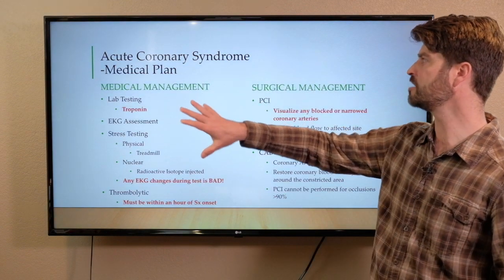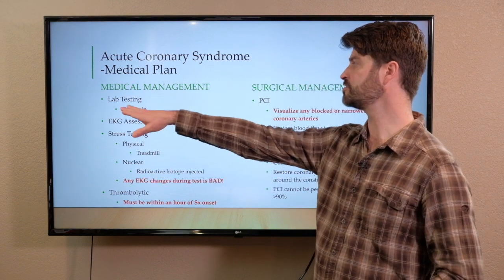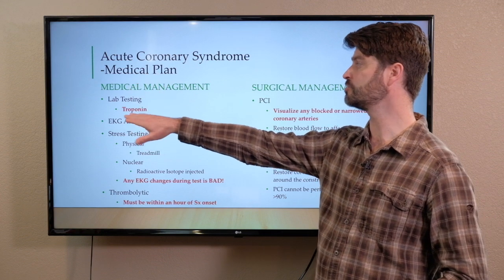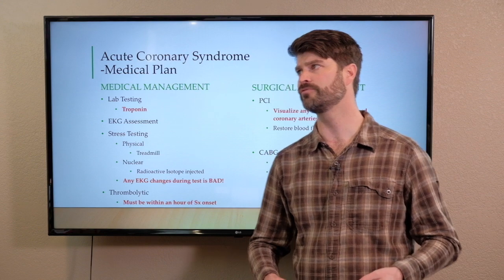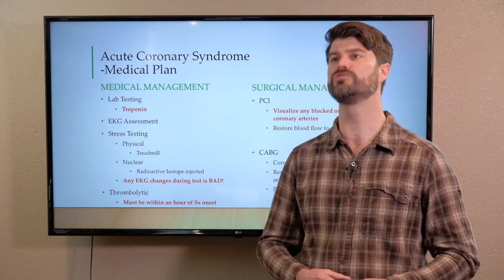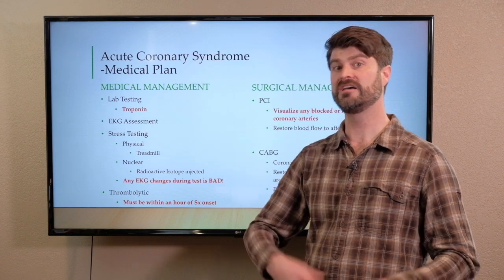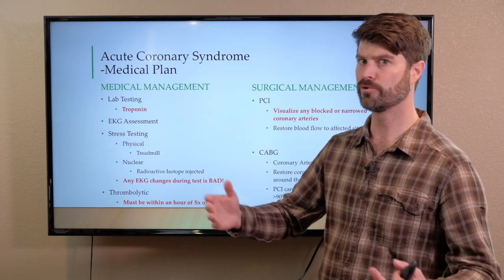So the medical management for patients with ACS or having a heart attack. First and foremost, lab testing. After our screening is done, we want to see those troponin levels. Normal levels, I think the top end of normal is like 1.2, or no, it's 0.02. Excuse me, it's very, very low. Anything above that is considered a positive troponin. The more positive, the more bad.